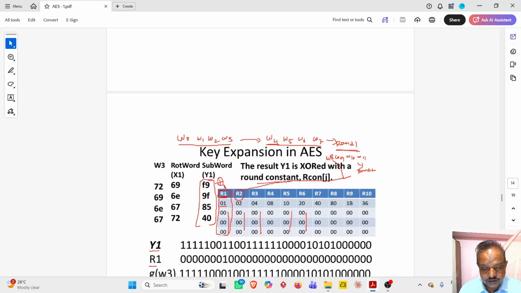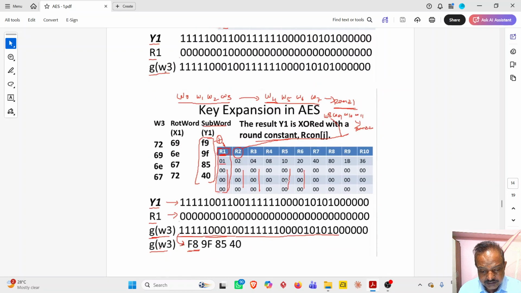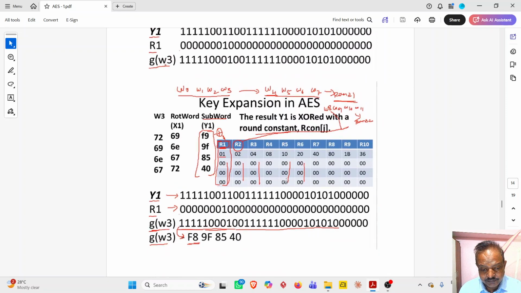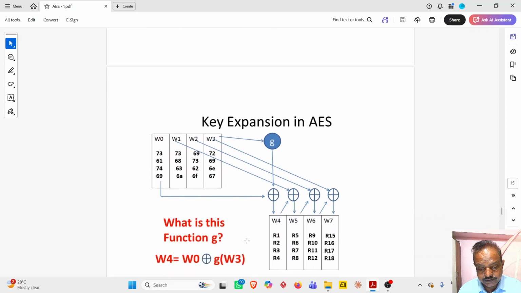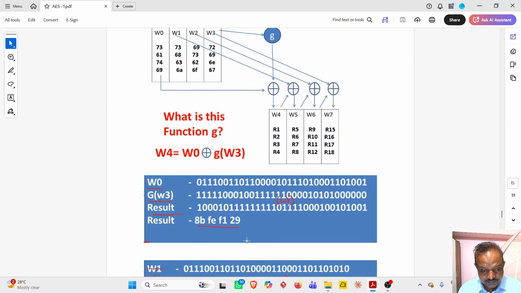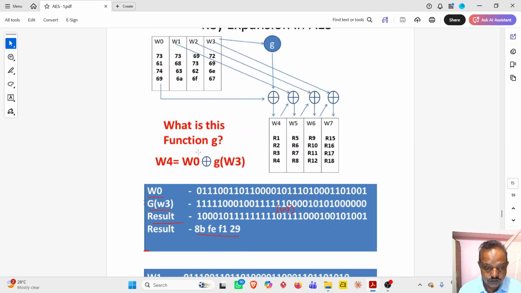So the key expansion algorithm is also done. Now, the entire thing up to this we have completed. And now, if you try to find out what we get out of the G of W3, it comes like that: F8, 9F, 85, 40. Right. So the same thing now, this W0, what are there? W0 was 73, 61, 74, 69, like that. So that is converted to the binary number system.